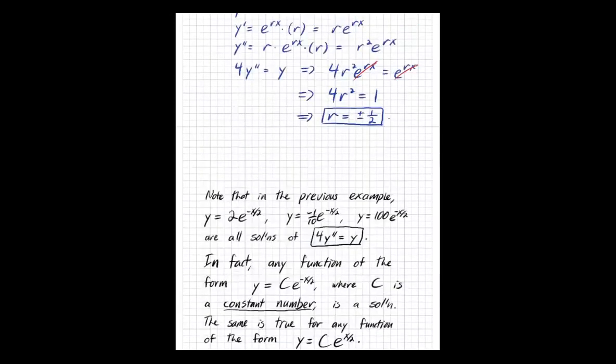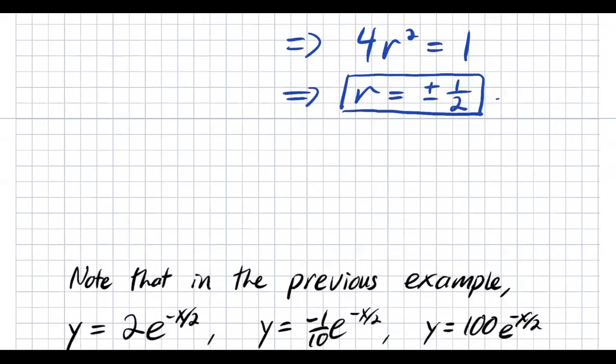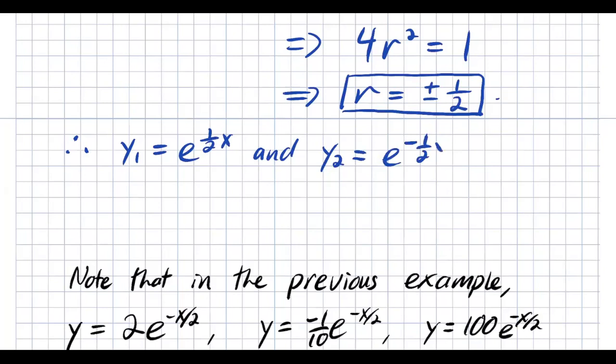Okay, that should give us enough room right there. Okay, perfect. So what does this mean? Therefore, we will have, let's call it y1 equals e to the 1/2 x, and y2, so these are 2 different solutions, e to the negative 1/2 x.